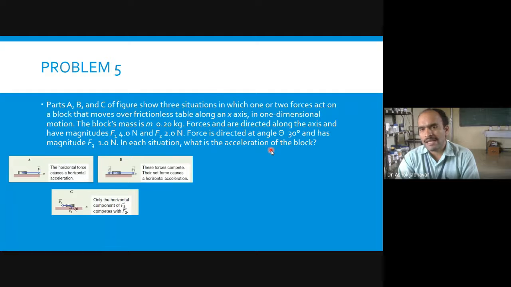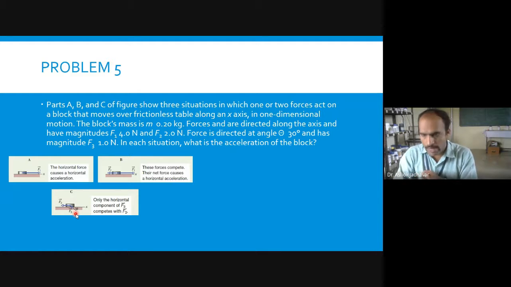So let us look at each situation independently. We will discuss each situation, A situation, B situation, and C situation independently. First we will consider situation A. In situation A, what we are having? We are having one block. It is kept on a table, and there is some force applying, F1, along the positive x-axis. I want to calculate the acceleration basically, and what is given to me? The mass of the object is given, that is 0.20 kg, and the value of F is also known. For the A case, F1 is 4 Newton.